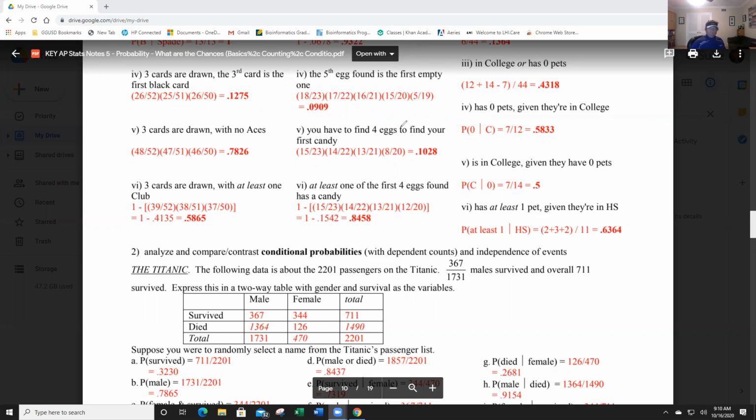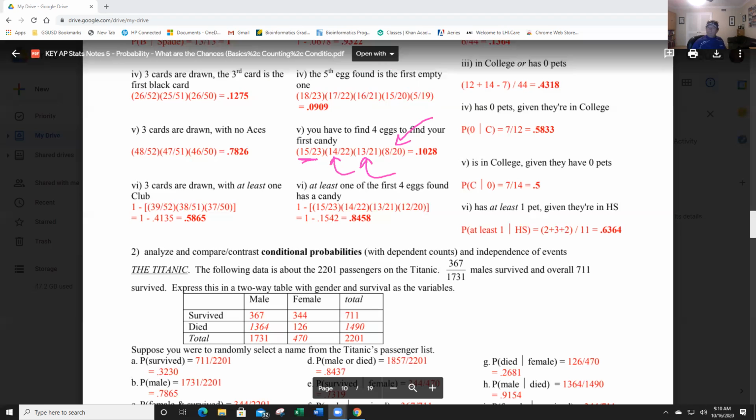All right. Question V here, 5, I guess. You have 4 eggs to find your first candy. Okay. Now there are 8 candies. All right. So here we go. So there's 15 non-candies. Then there's 14 non-candies. Then 13 non-candies. And finally, with only 20 left, you get one of the 8 candies. You multiply it all together because they are theoretically independent problems.